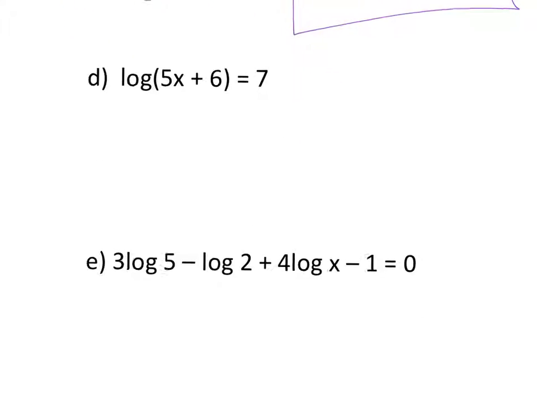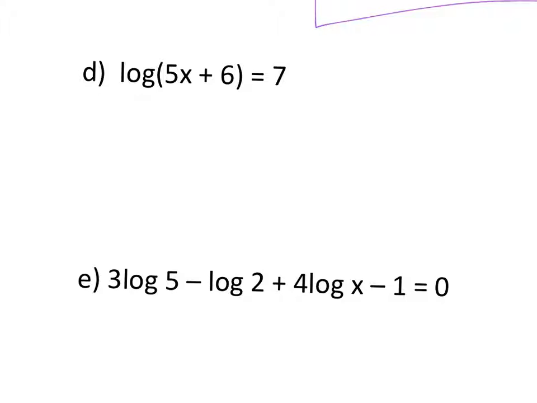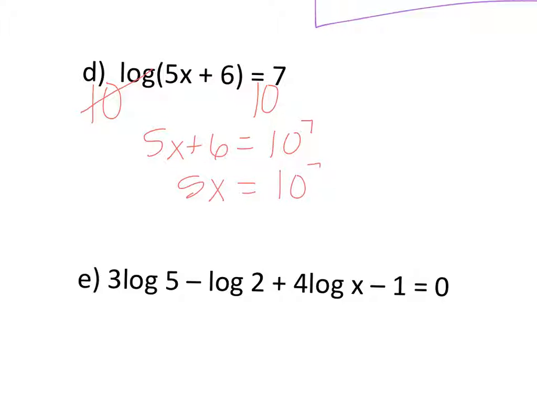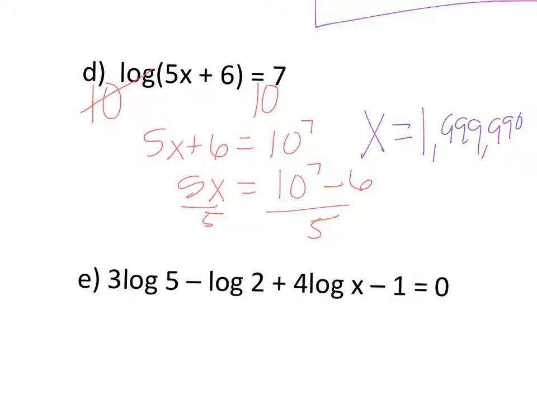Solving, I don't have a base. If I don't have a base, it's always going to be 10. So 10 now becomes my base. These two cancel each other out, leaving me with 5x plus 6 is equal to 10 to the 7th. I personally am just going to leave that as 10 to the 7th, so then I would have to subtract 6. So I have 10 to the 7th minus 6, and then divide by 5. I need to get my x by itself. So now if I type this whole thing into my calculator, I get that x is equal to 1,999,998.8. Big number.